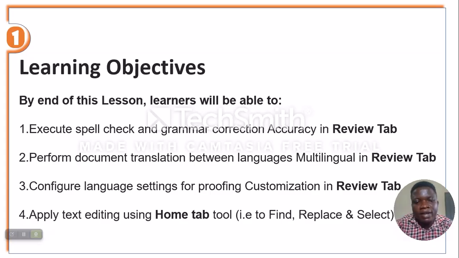And also apply text editing using the home tab too. That is where find, replace, and select, that one there you are going to get it from the home tab. So right now I am going to talk about the configuration of language settings, that is for proofing customization under the review tab. So we go.